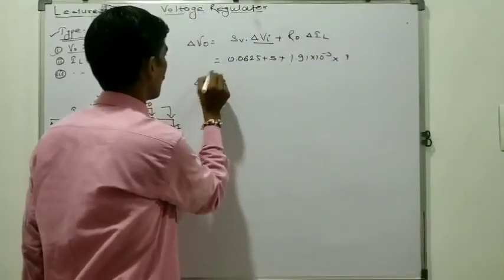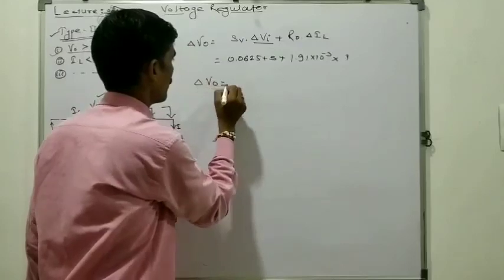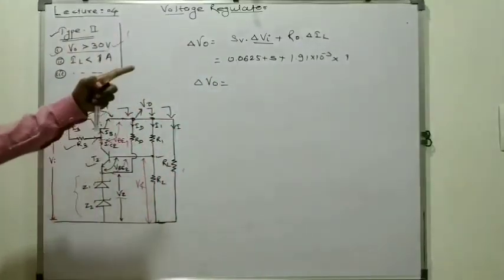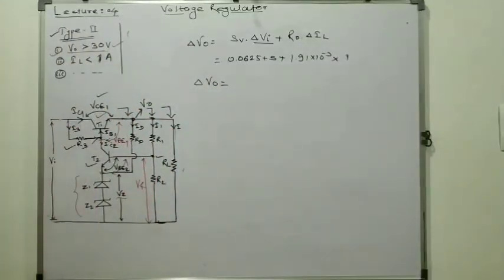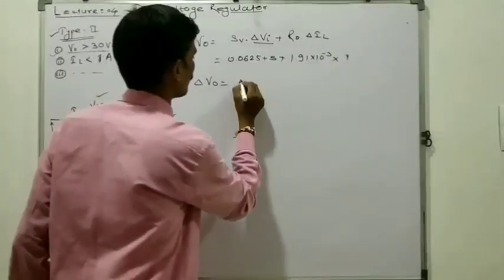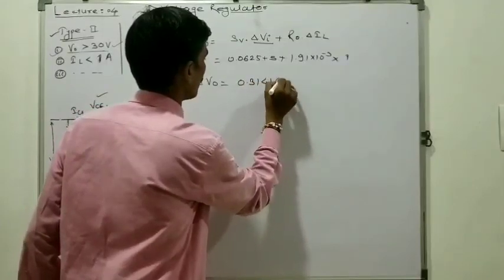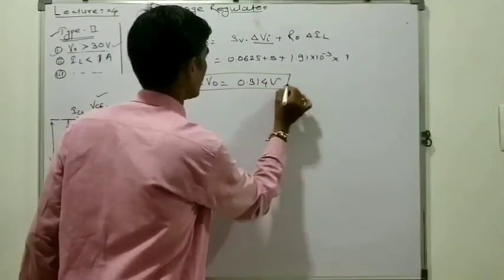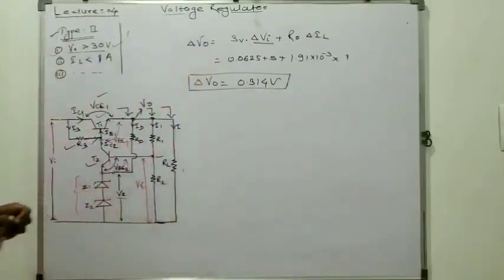So by solving this we get del VO. Del VO is nothing but SV into del VI plus RO into del IL. So by calculating this we will get the change in output voltage. The change in output voltage is equal to 0.314 volt. So this is the complete solution of the second problem of type 2.